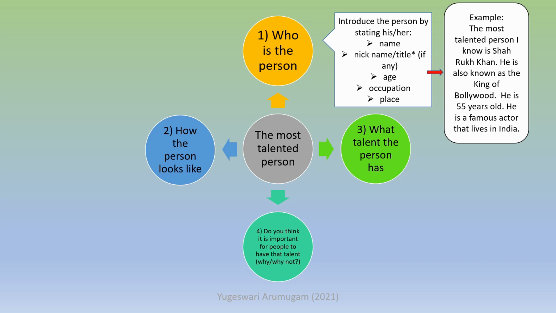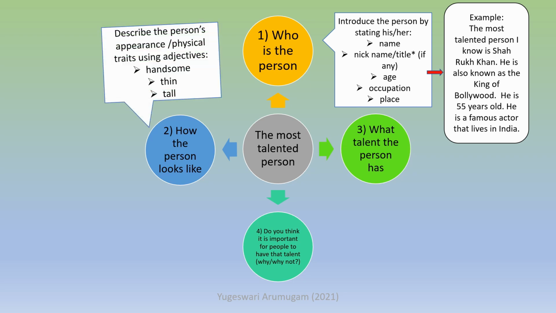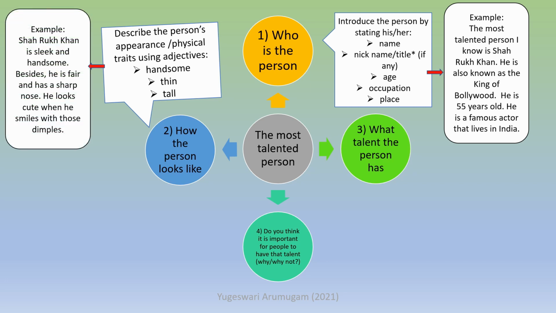Next, how the person looks like. Consider describing the person's appearance or physical traits using adjectives. For example, handsome, thin, tall, and we have also discussed some other adjectives in the pre-lesson. Let's look at an example. Shah Rukh Khan is slick and handsome. Besides, he is fair and has a sharp nose. He looks cute when he smiles with those dimples.